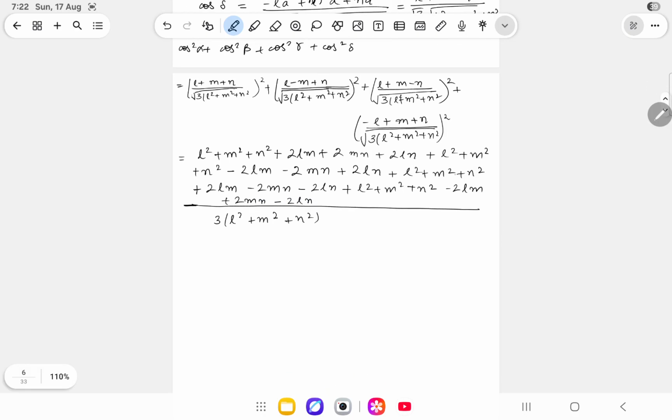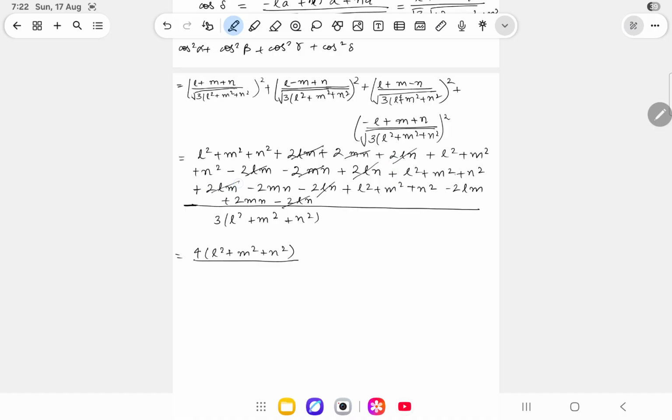If we observe this, we will get 4 times L square plus M square plus N square upon, as we can balance out the terms. This 2LM balances out this one, 2MN balances out this one. Likewise, this 2LN balances out this one, and this 2LN balances out this one.